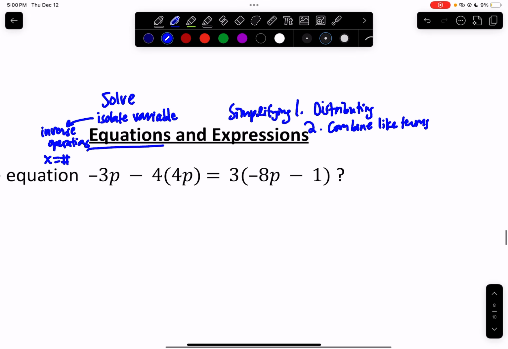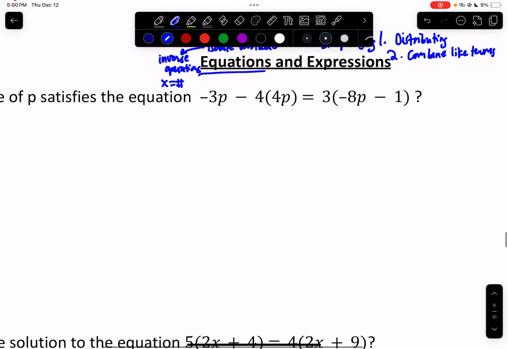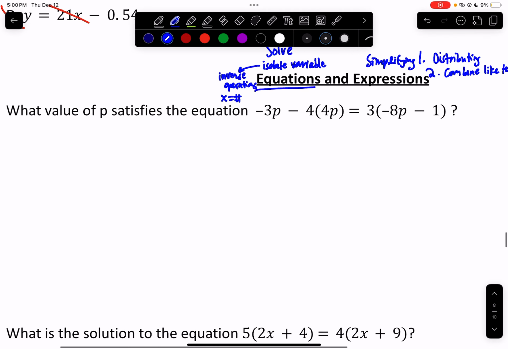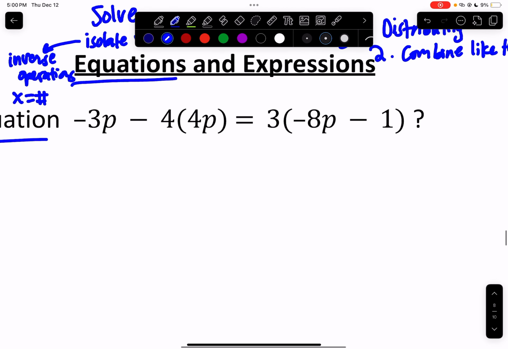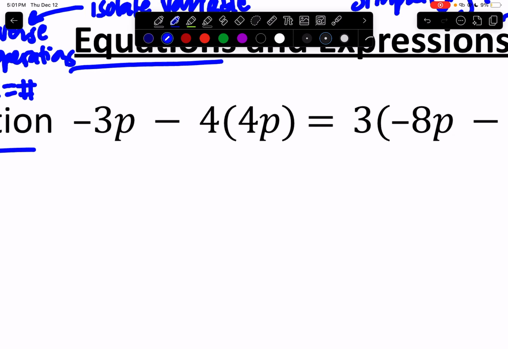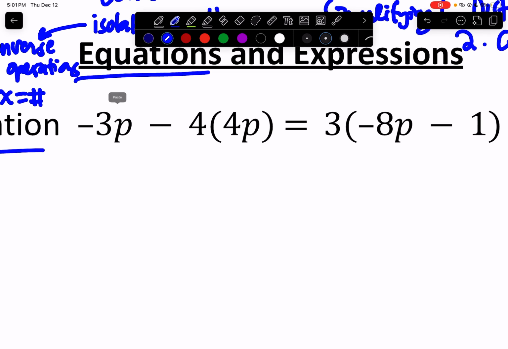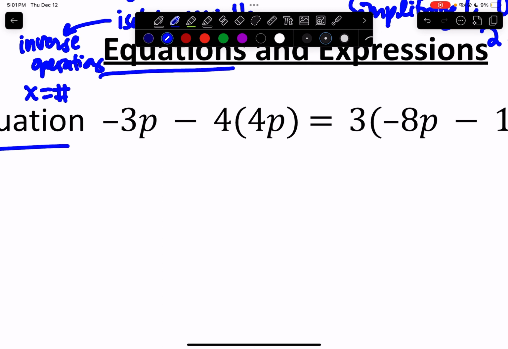Okay, so let's see. Which value of p satisfies the equation? Okay, so I'm solving negative 3p minus 4 times 4p equals 3 times negative 8p minus 1. First thing that I should do is simplify both sides. On the left-hand side, I see distributing right here. So I get negative 3p minus 16p.